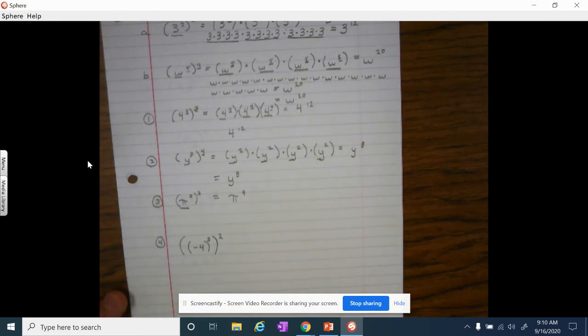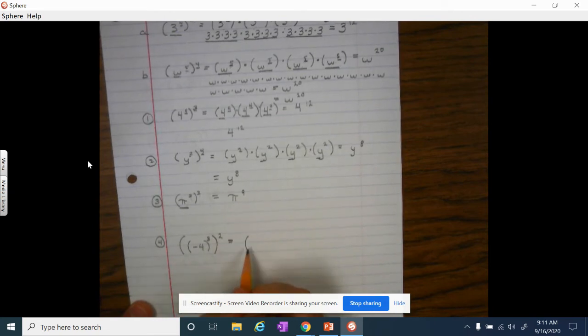Number 4 is a little bit confusing because you have two sets of parentheses. And the reason you have two sets of parentheses is because they want you to make sure that you are taking the entire negative 4 to the 3rd power. And then you're taking that entire negative 4 to the 3rd power, and then you are squaring it. So I'm actually going to write this one out just a little bit. So I have negative 4 to the 3rd power. But then it says you are squaring it. So that means you want to have two of those.